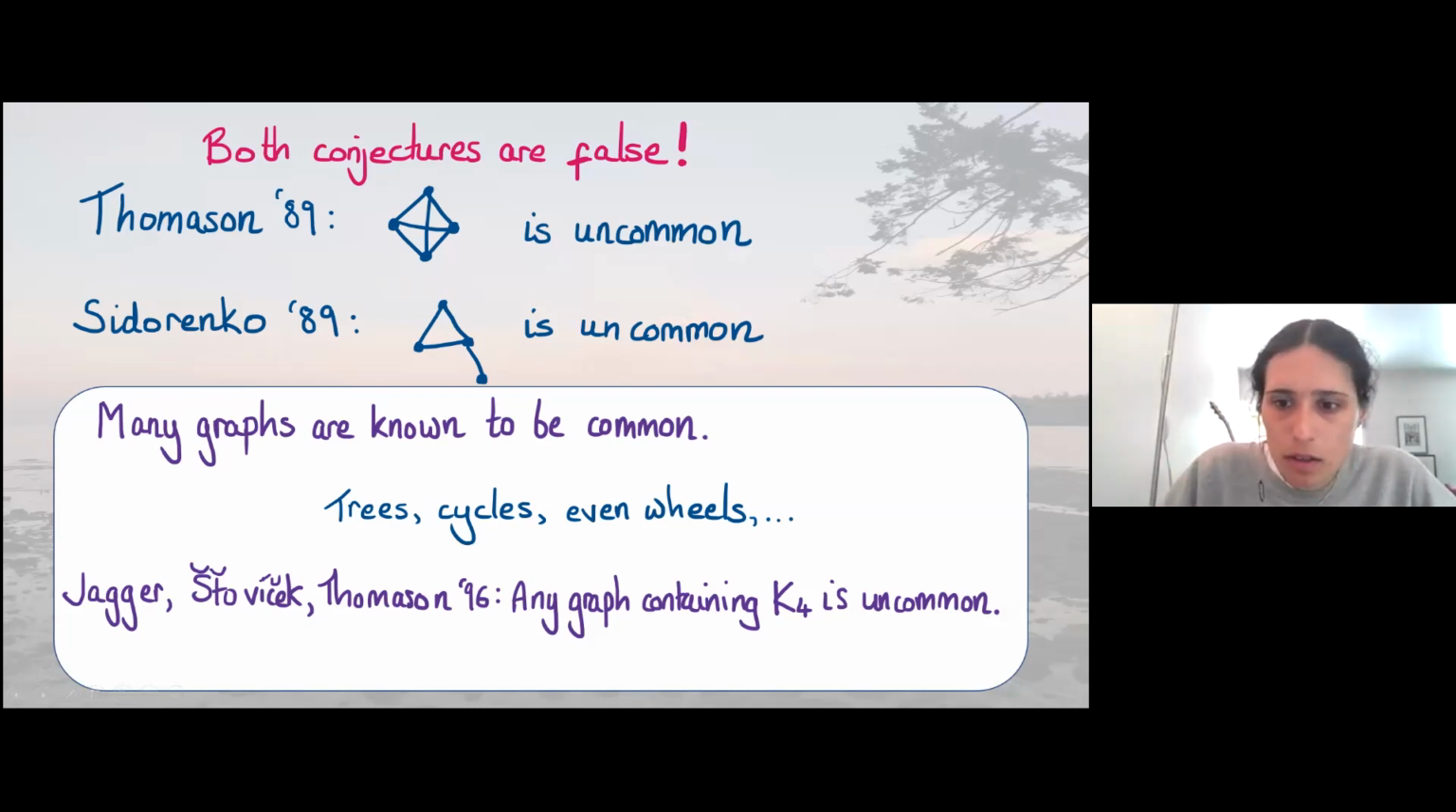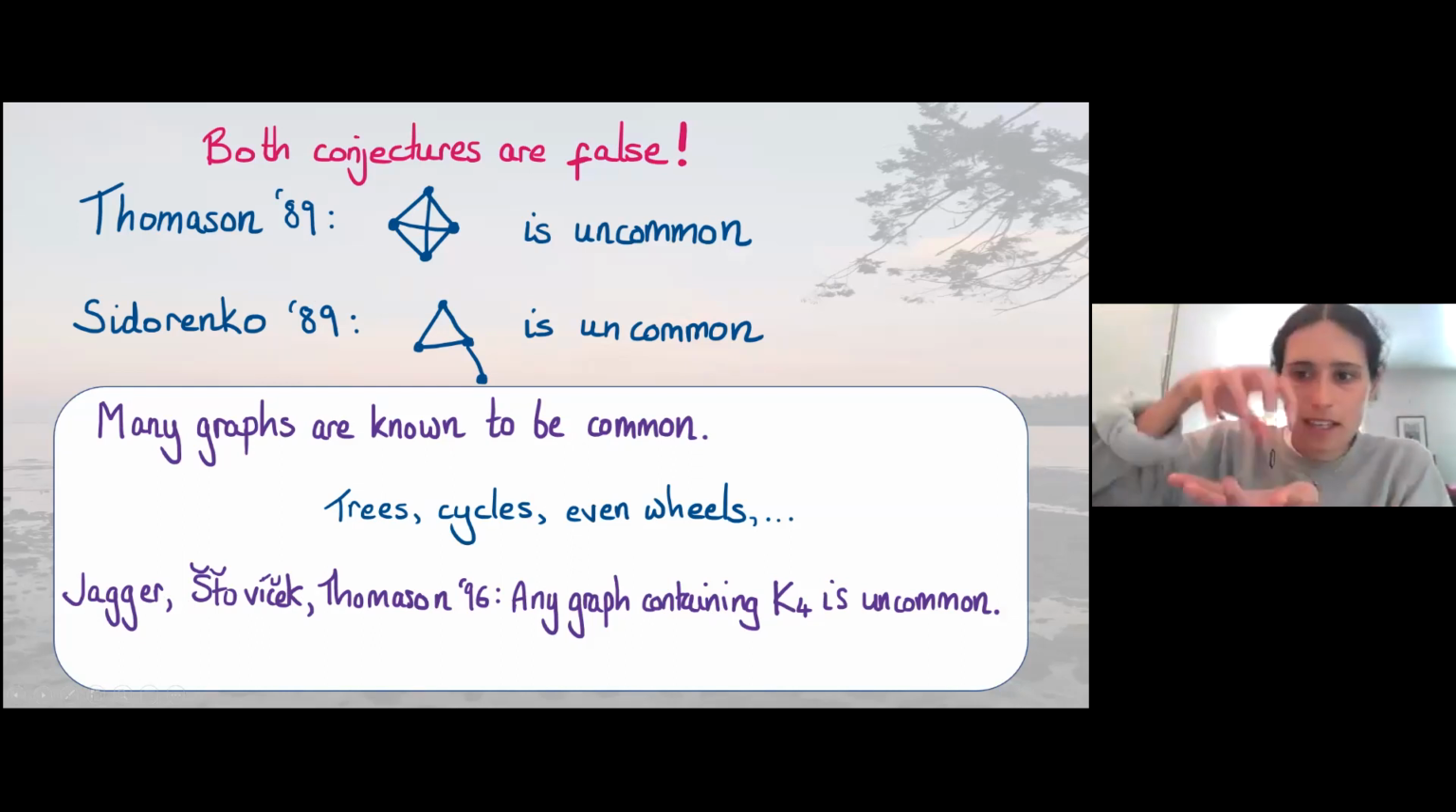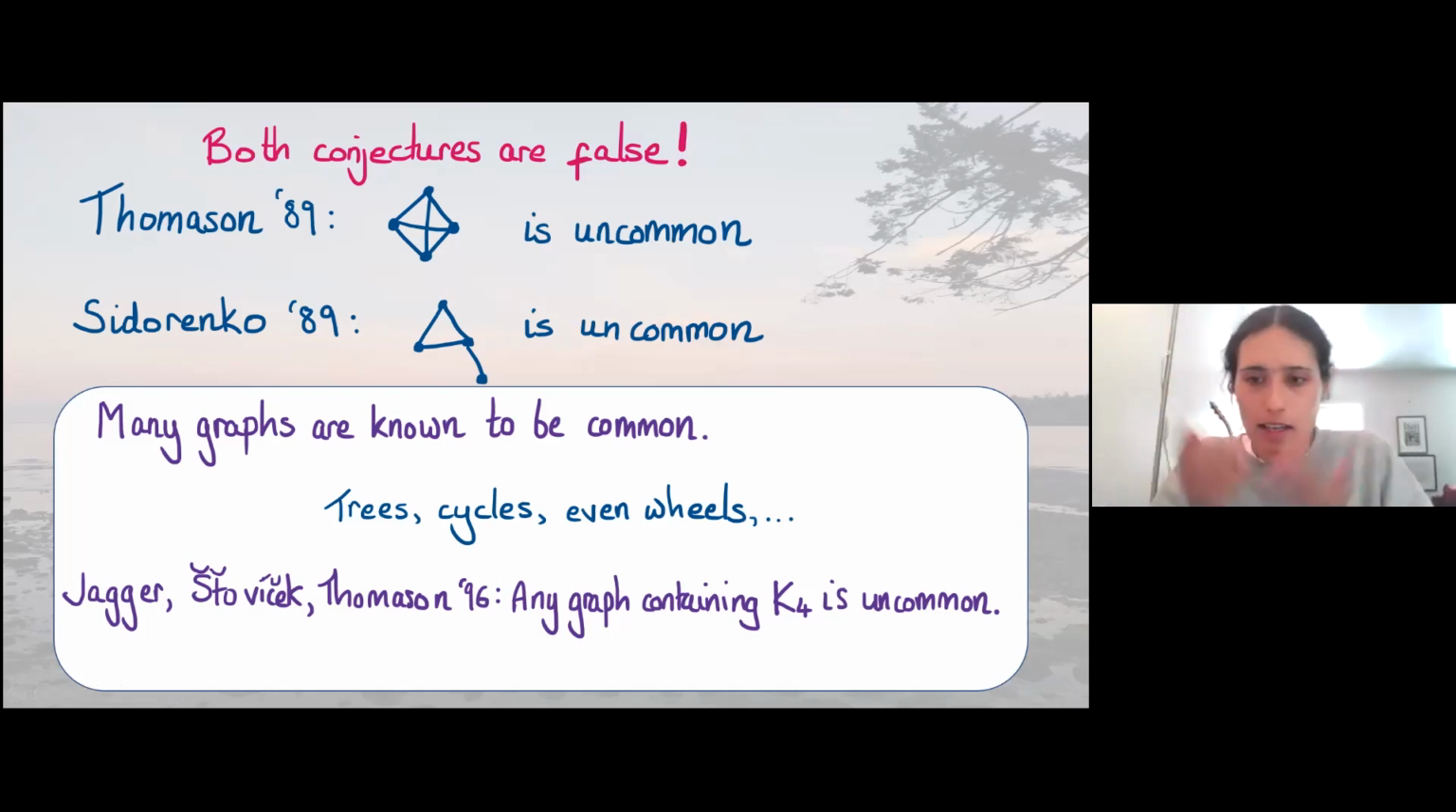But one of the very interesting results about graphs that are known to be uncommon is this result of Jagger, Šťovíček, and Thomason, which says that any graph containing a K4 is uncommon. So it says that just having a K4 in your graph is enough to make it uncommon. You can do whatever you want elsewhere with your graph, but just having this little K4 is going to kill any hope of it being common. So one of the results I'm going to tell you about in this talk can be thought of as an analog of this theorem, but for systems of equations.